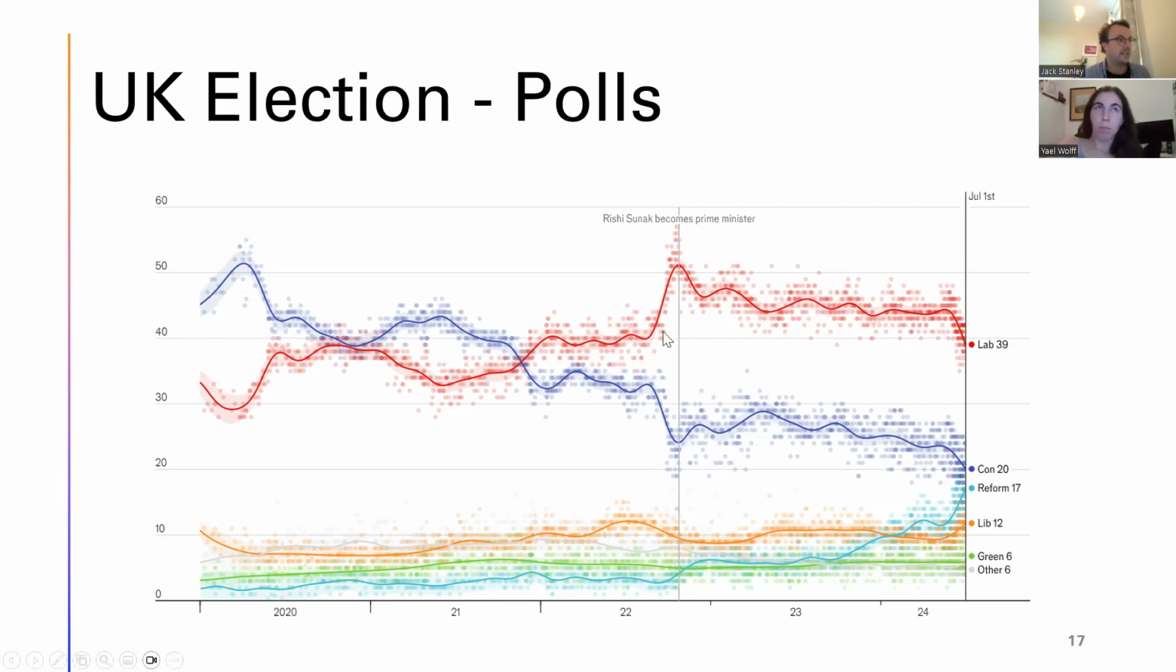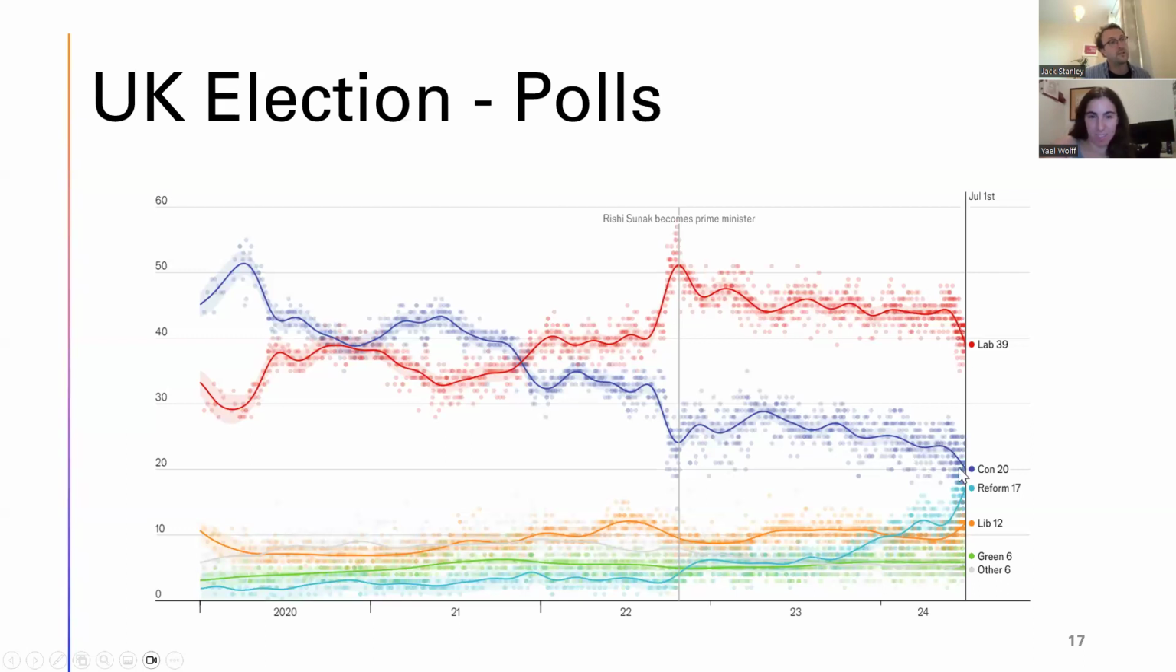And she lasted famously less long than it took a lettuce. Somebody had a picture of her in a lettuce, and whether the lettuce would outlast her. Since then, things have been fairly stable. Rishi Sunak has not been able to move the polls.